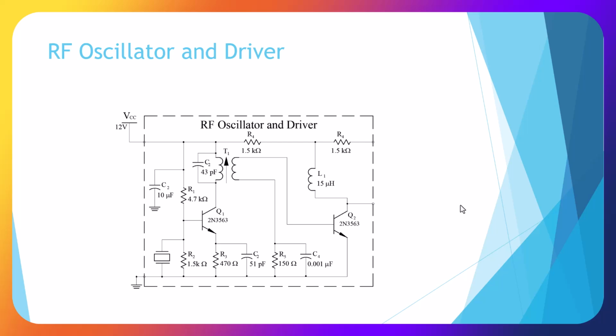Okay, here's our RF oscillator and driver circuit. Here we have a ceramic oscillator producing our frequency, a transistor, a coupled output and filter. So here's a transistor input into an output. So this is generating our oscillator frequency for the modulator and our input signal.